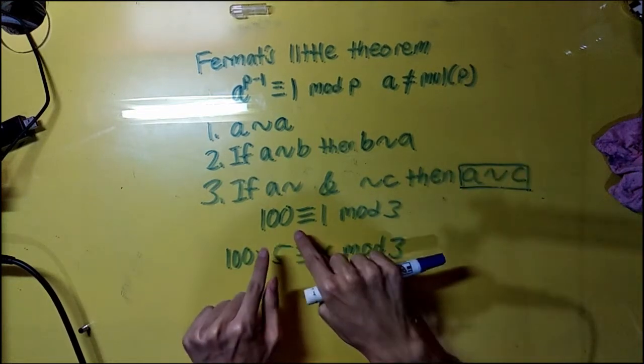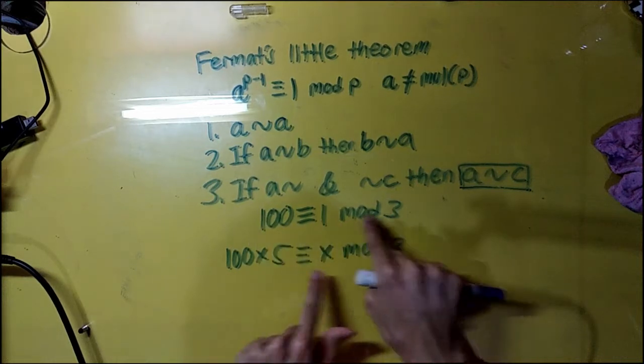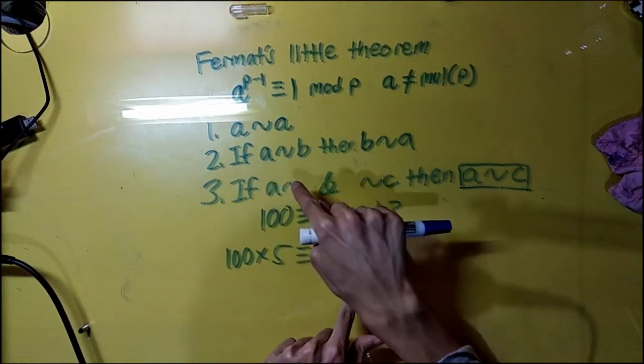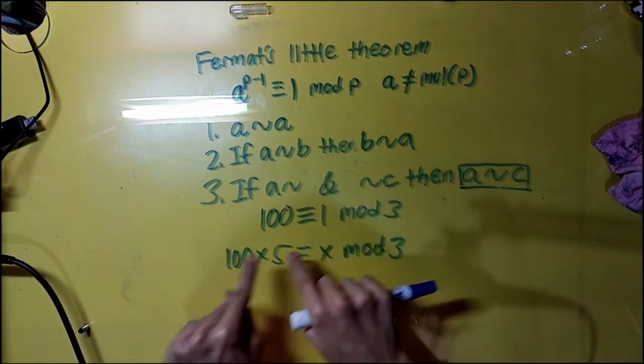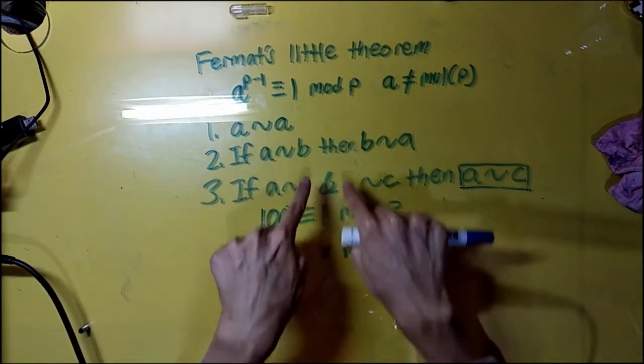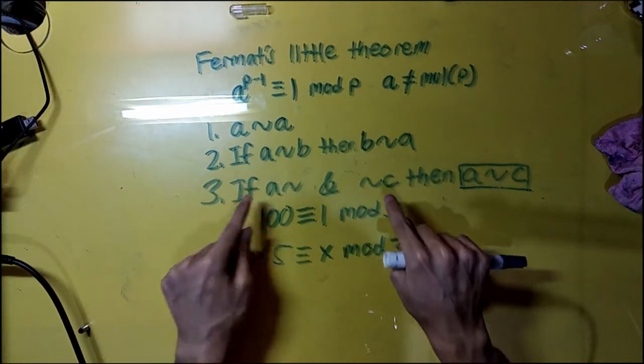What is the middleman in this case? It's going to be 100, right? Because 100 is there in both equations. It is in A is congruent to B, and B congruent to C. 100 congruent to 1, 100 congruent to x. We can get rid of the middleman and directly link A and C together.